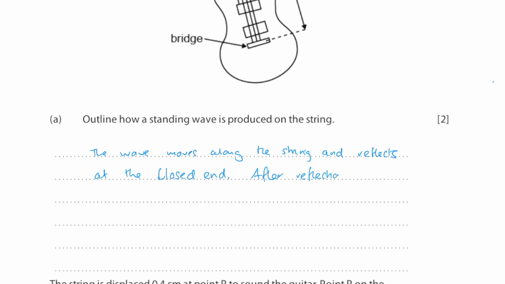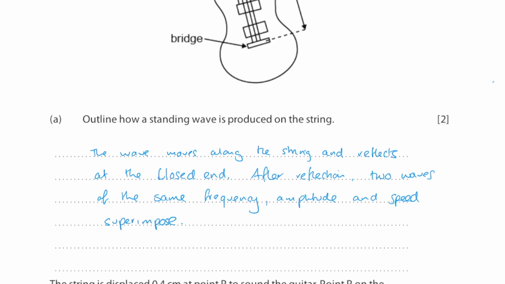After reflection, two waves of the same frequency, amplitude and speed superimpose. The word superimpose is really important. This causes a standing wave pattern. We've written this down a few times now, haven't we? It should be coming pretty standard for you.